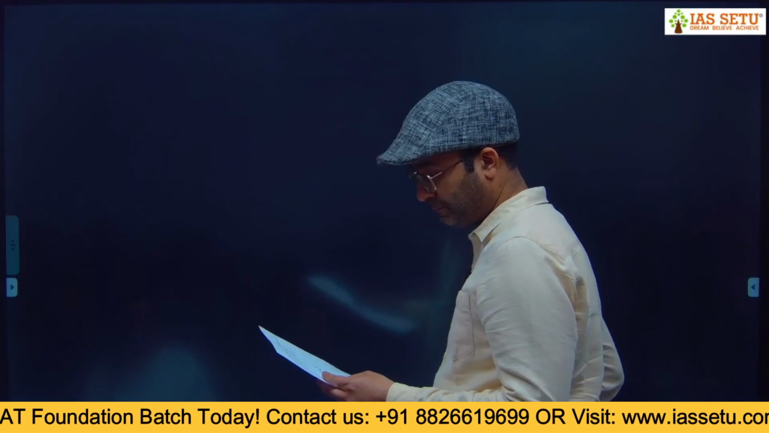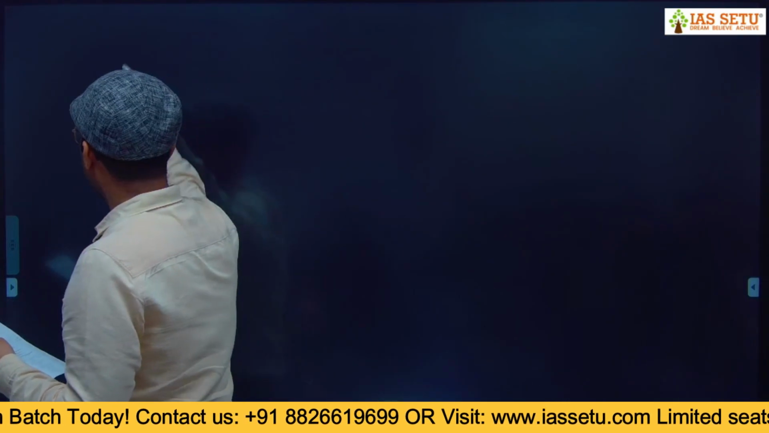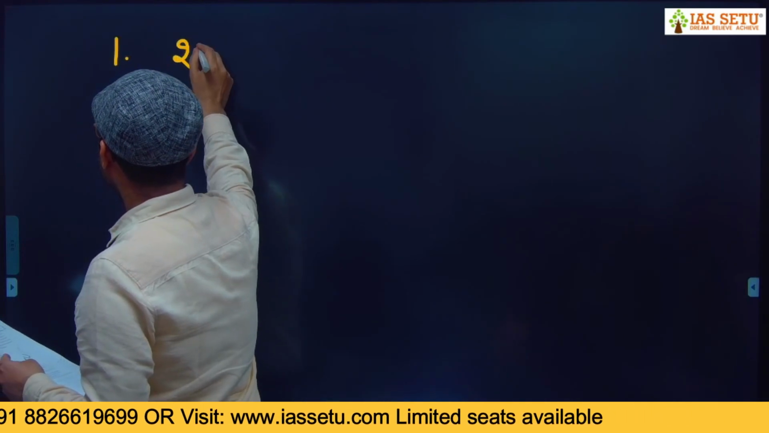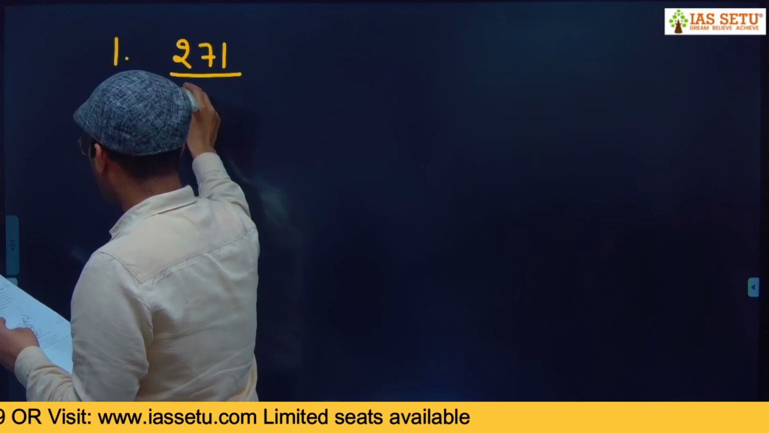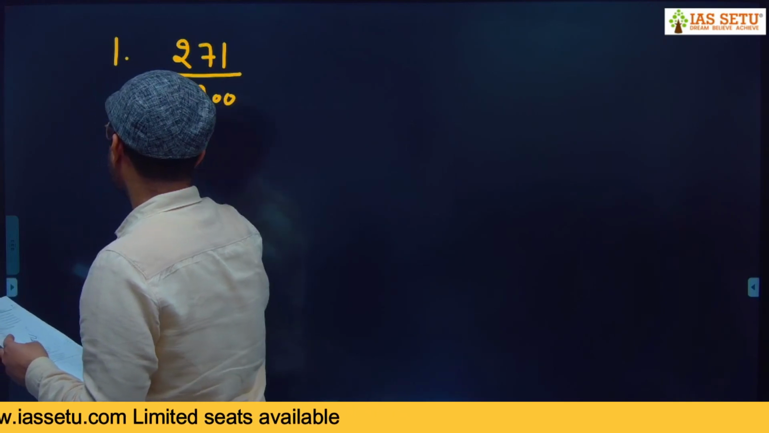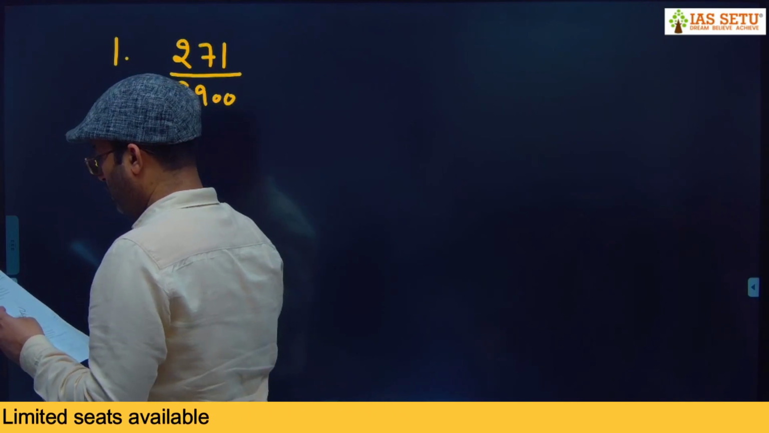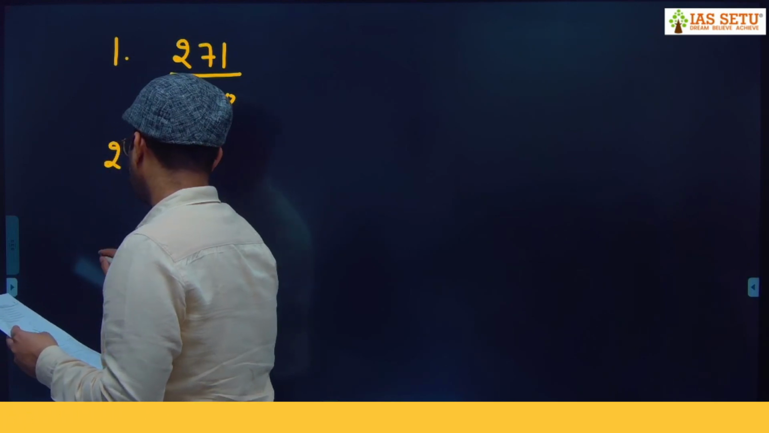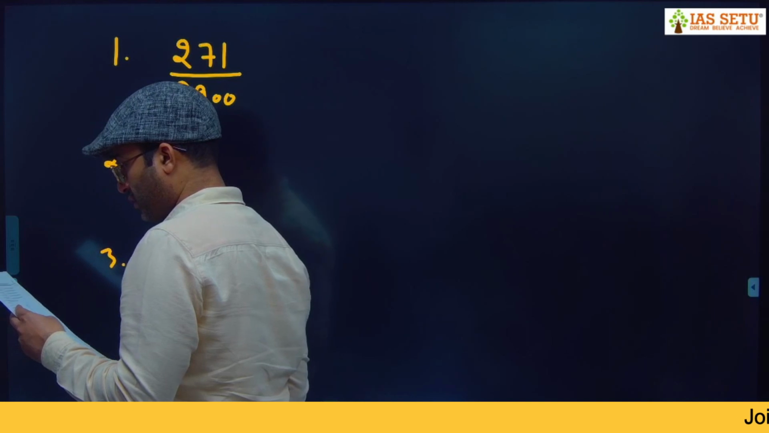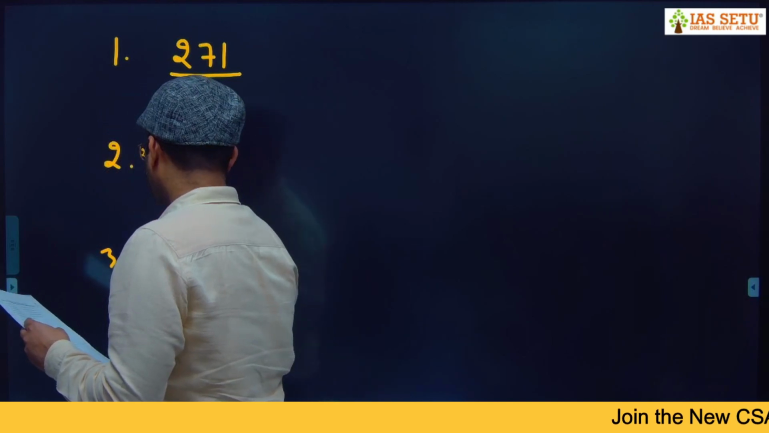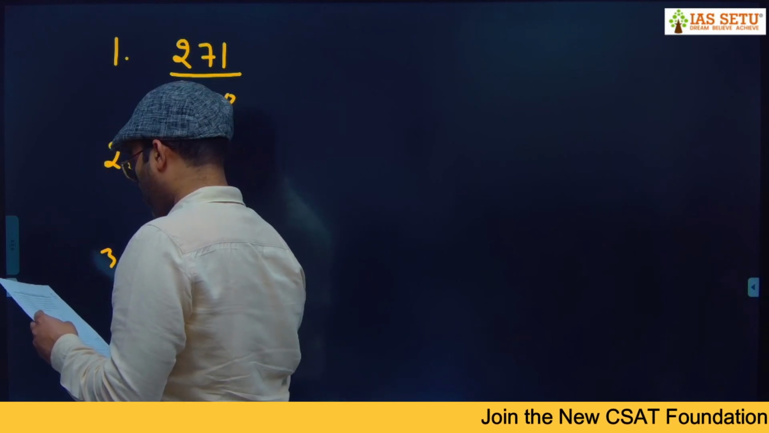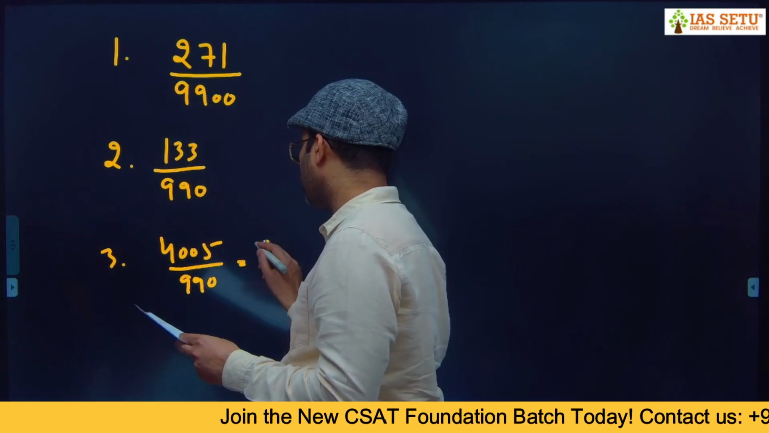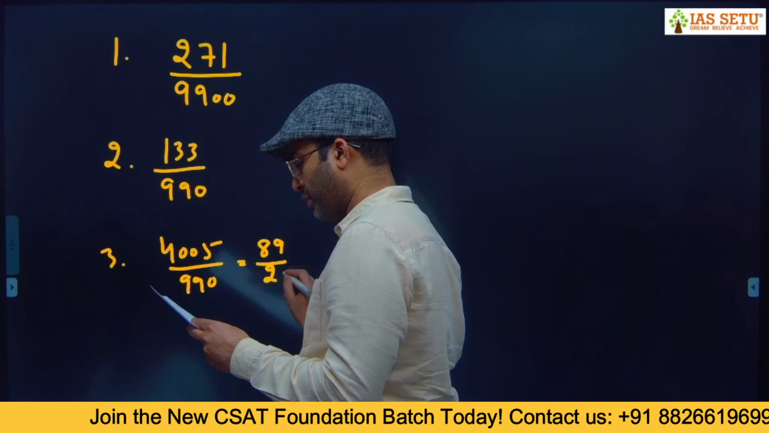I give the answers. Question number 1, answer is 271 upon 9,900. Question number 2, 133 upon 990. Question number 3, 4005 upon 990. But those who have simplified this, it is coming 89 upon 22.